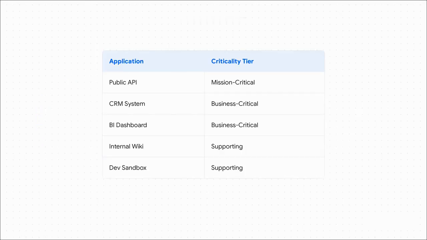So the first step to fixing this is to apply our framework. We sit down with the business and we classify every single application. The public API, that's obviously mission critical. The CRM, that's business critical. And the internal wiki, well, that's a supporting workload. You see, this simple act of classification changes the entire game.